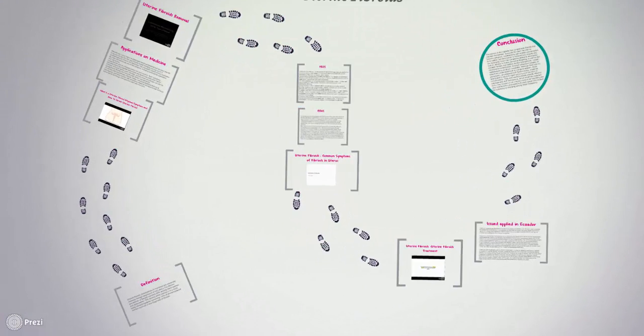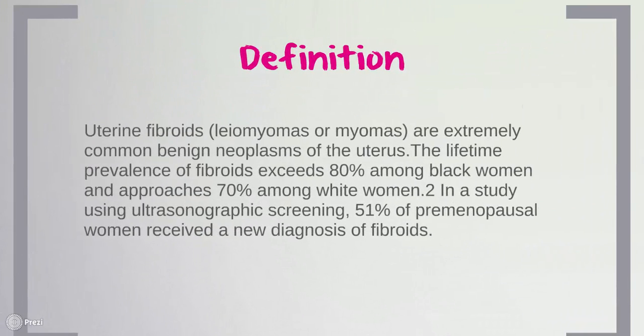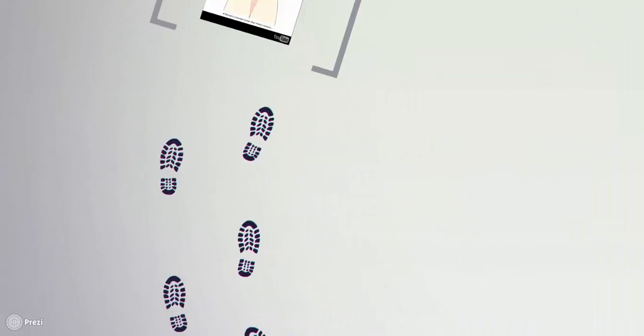Uterine fibroids. Definition. Uterine fibroids are extremely common benign neoplasms of the uterus. The lifetime prevalence of fibroids exceeds 80% among black women and approaches 70% among white women. In a study using ultrasonographic screening, 51% of premenopausal women received a new diagnosis of fibroids.